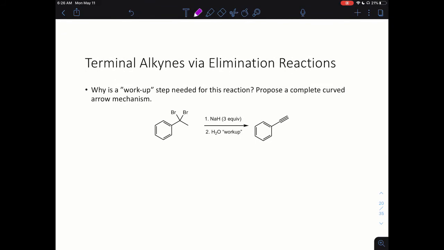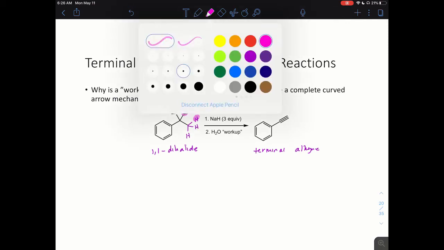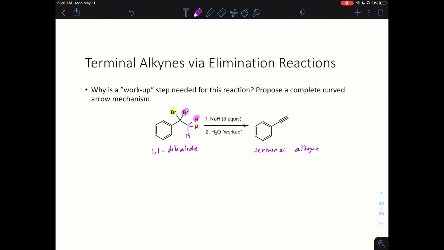Now, here's an example from the previous page of this geminal dihalide being treated with sodium hydride to generate a terminal alkyne. And we can see that 2 equivalents of HBr are eliminated from the molecule. So if 2 equivalents are eliminated, then why are 3 equivalents of sodium hydride needed here? Well, let's pause and attempt to answer this question.